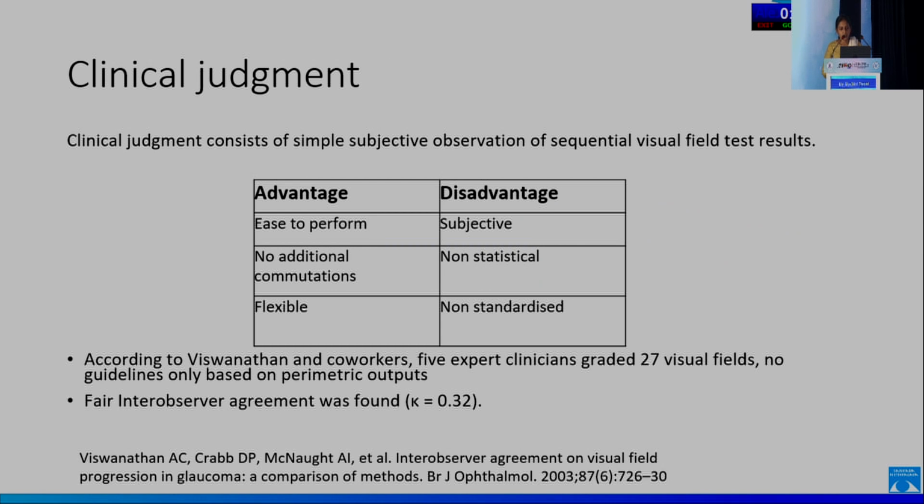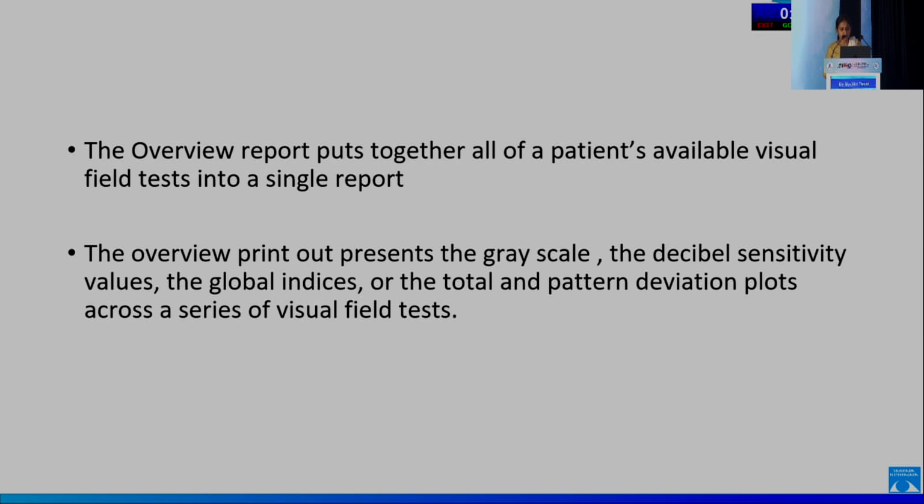So coming on to clinical judgment, it consists of a simple subjective observation of sequential visual field tests. The advantage is that it's easy to perform, requires no additional computations, and is quite flexible. The disadvantage is that it's subjective, non-statistical, and non-standardized. According to Viswanathan et al., when 5 expert clinicians graded 27 visual fields with no guidelines, based on the perimetric output, there was only a fair inter-observer agreement with a kappa value of 0.32.